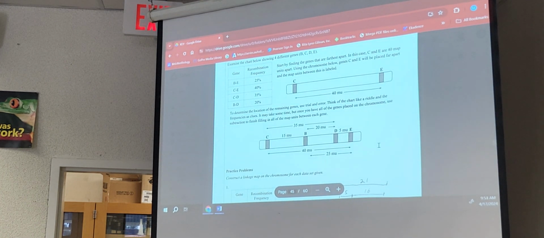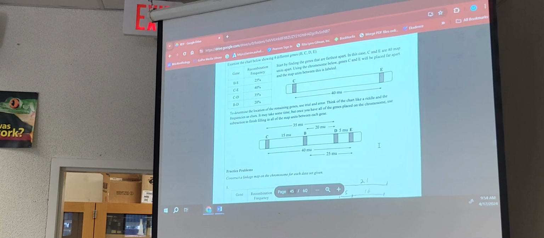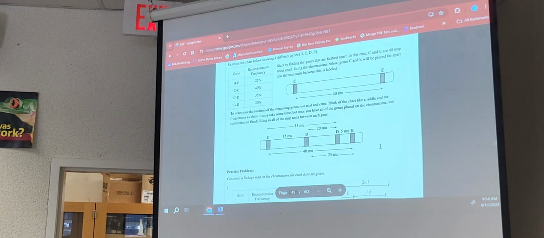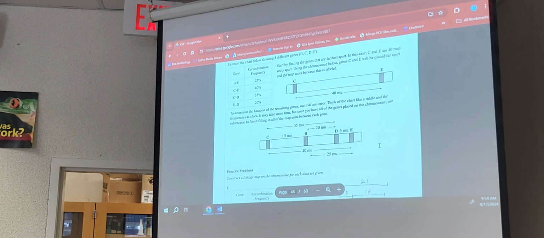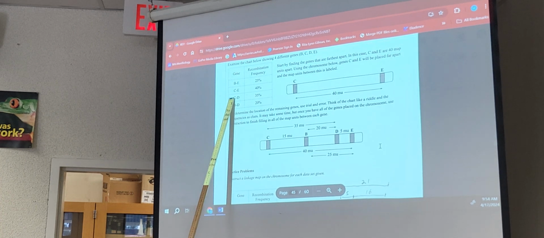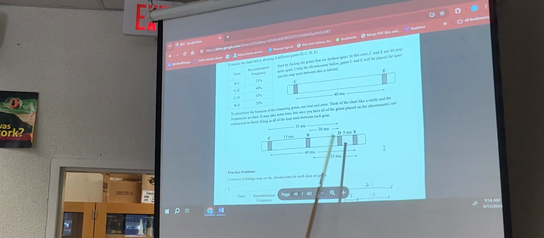Does this make sense or no? Okay. Do we understand the C to E? We find the ones that are furthest apart. Right? So on that table, that one makes sense. C to E, 40%. It's 40 units away from each other. And we know from there, we've got C to D is 35.